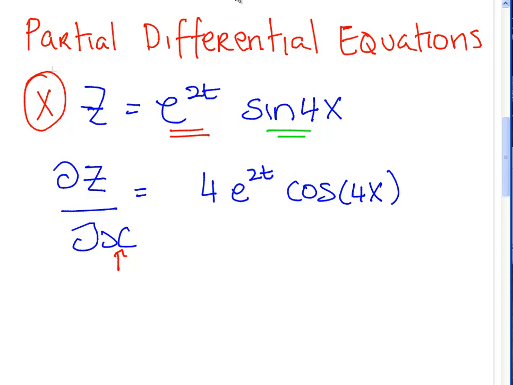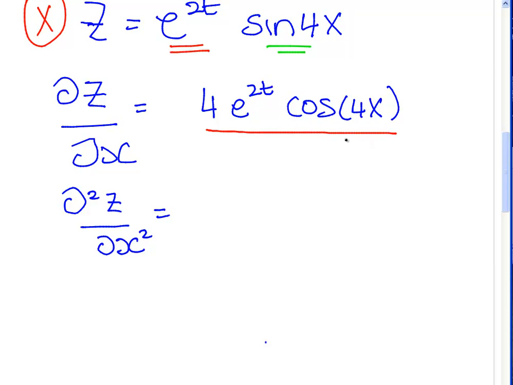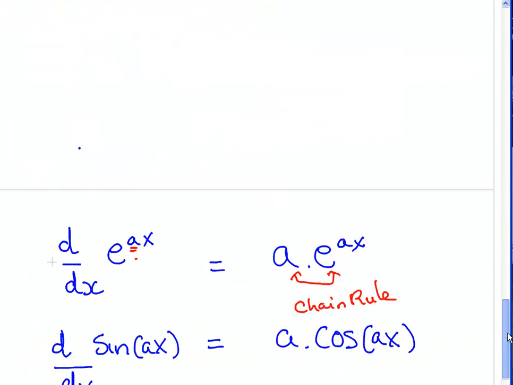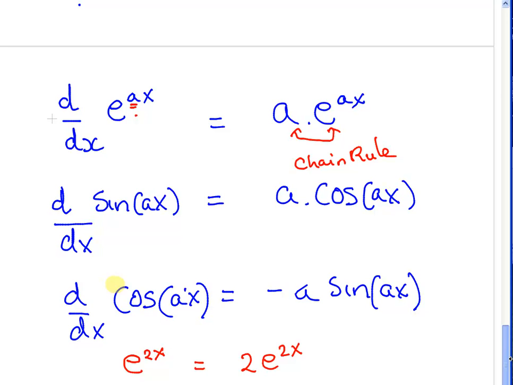Okay, what we have to do now is get the second derivative of z with respect to x, the second partial derivative. So what we have to do is differentiate this term here with respect to x again. And just like we did last time, as far as x is concerned, this is all a constant, so we're just going to bring this all down. So this is 4 times e to the 2t. Okay, the derivative of cos of 4x, going back to our little cheat sheet, is minus a times sine of ax, or minus 4 times sine of 4x.